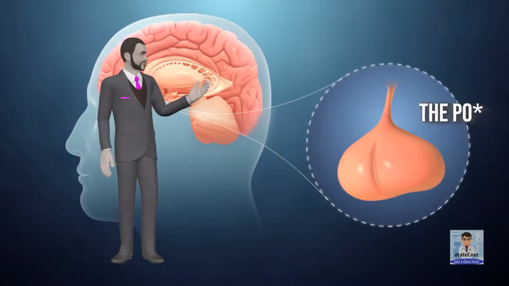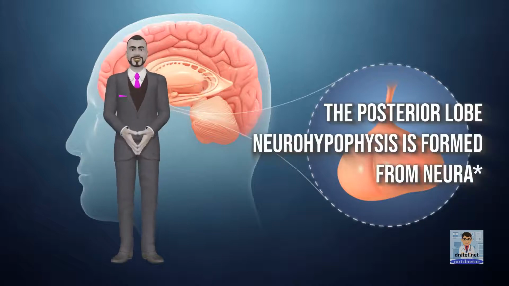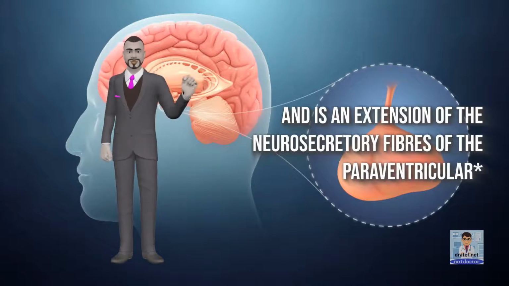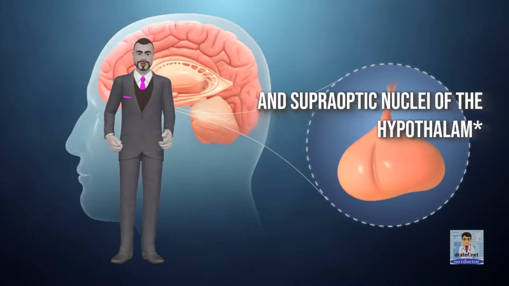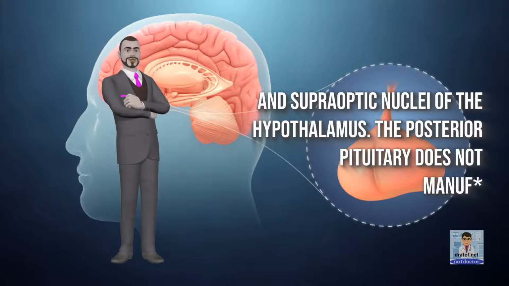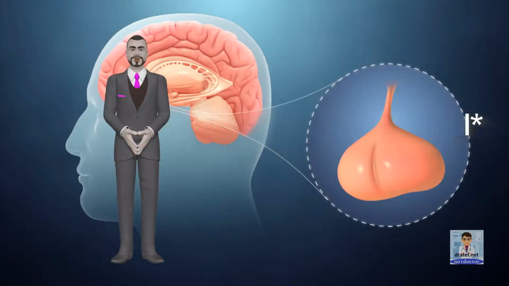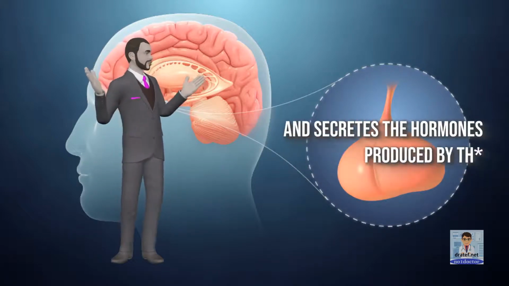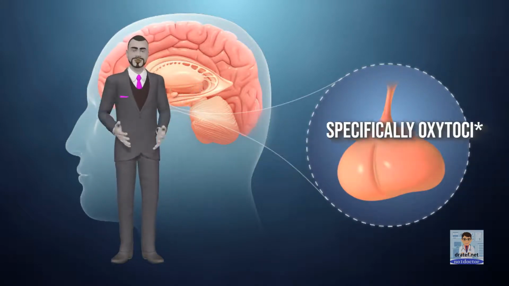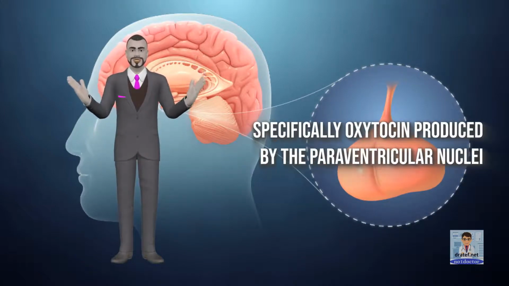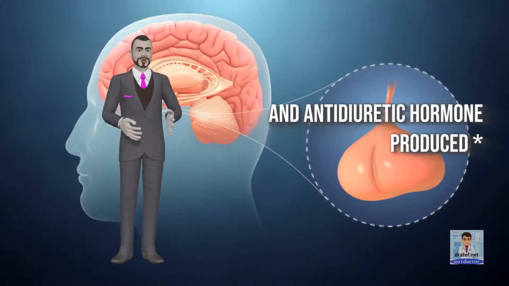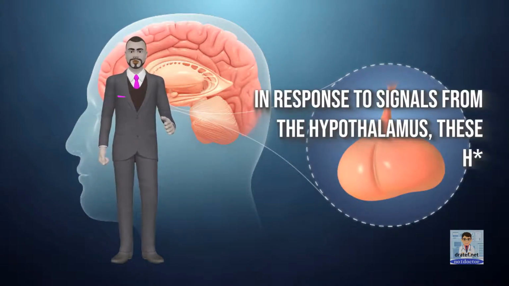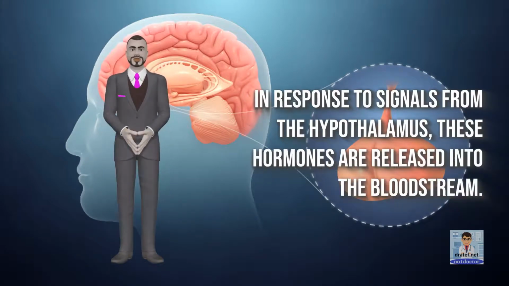Posterior lobe. The posterior lobe, the neurohypophysis, is formed from neural tissue and is an extension of the neurosecretory fibers of the paraventricular and supraoptic nuclei of the hypothalamus. The posterior pituitary does not manufacture hormones. Instead, the posterior pituitary stores and secretes the hormones produced by the hypothalamus, specifically oxytocin produced by the paraventricular nuclei and antidiuretic hormone produced by the supraoptic nuclei. In response to signals from the hypothalamus, these hormones are released into the bloodstream.